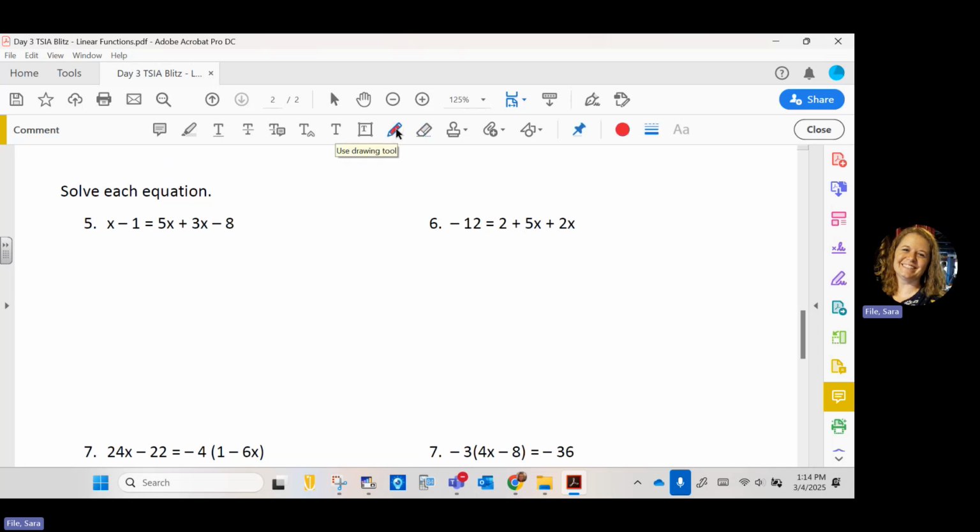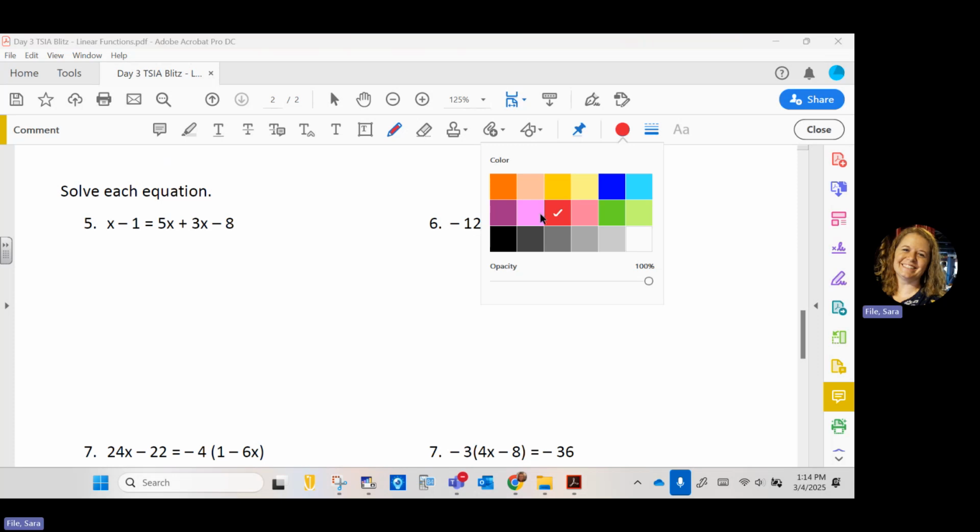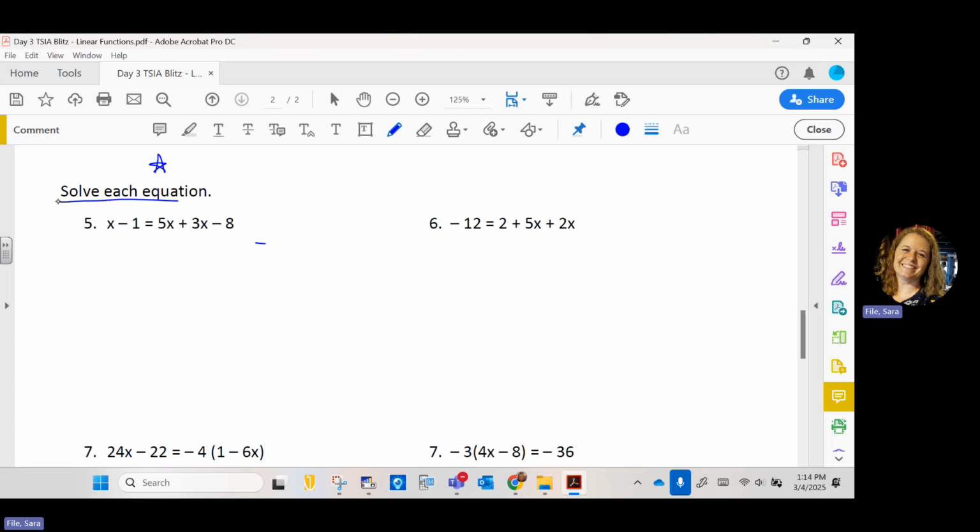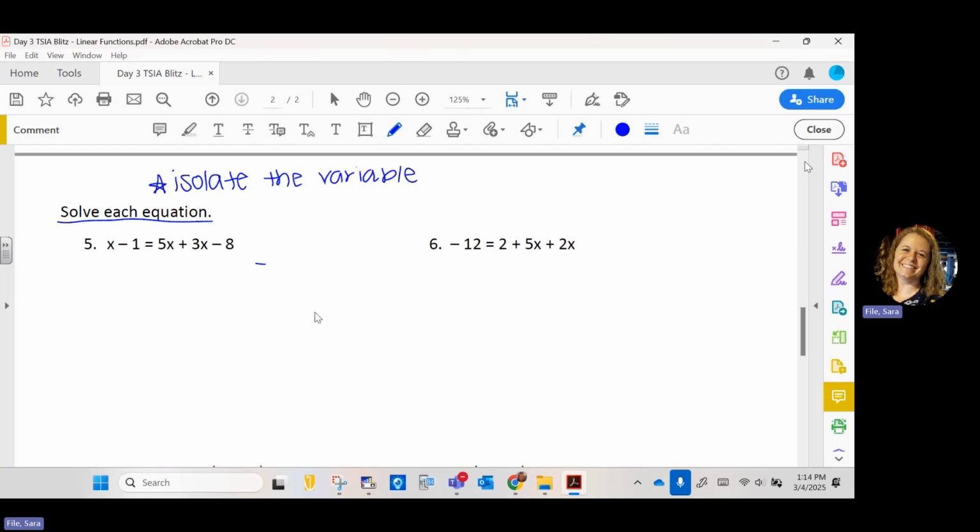Okay, isolate the variable. If you want to write that or say that up here, solve the equation just means isolate the variable. The variable is the letter. In all of these examples, that letter is x. Okay, so isolate means to get it by itself. So get the x alone. And we're going to see what it comes out equal to when we get it alone.